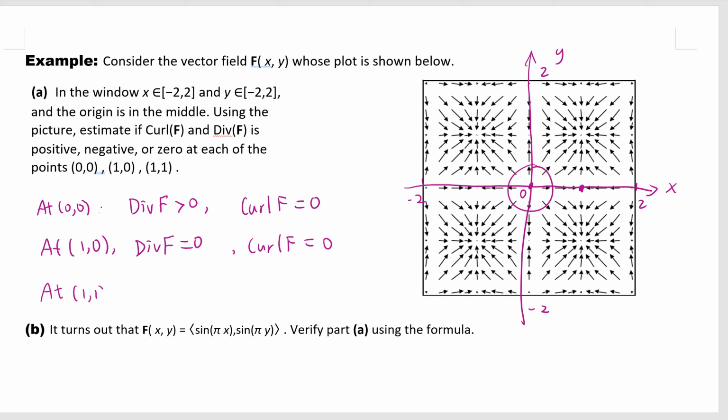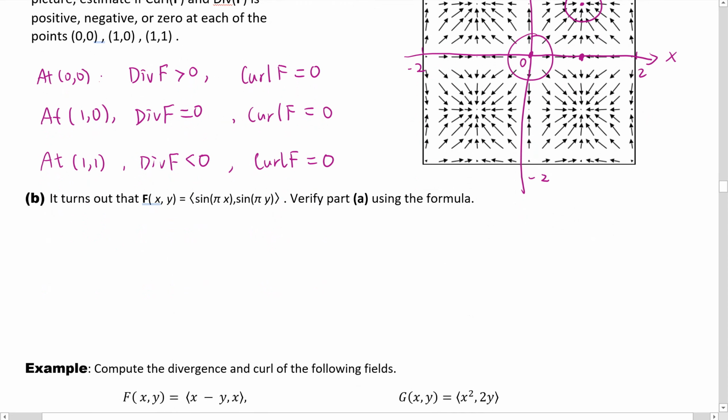How about at the point 1, 1? Well, 1, 1 is right here. Can you see the arrows going in? Because we have an inward flow, the divergence will be negative. And is it rotating? No. So the curl will be 0 as well. And it turns out this is the vector field formula for f. So verify part A using the formula.